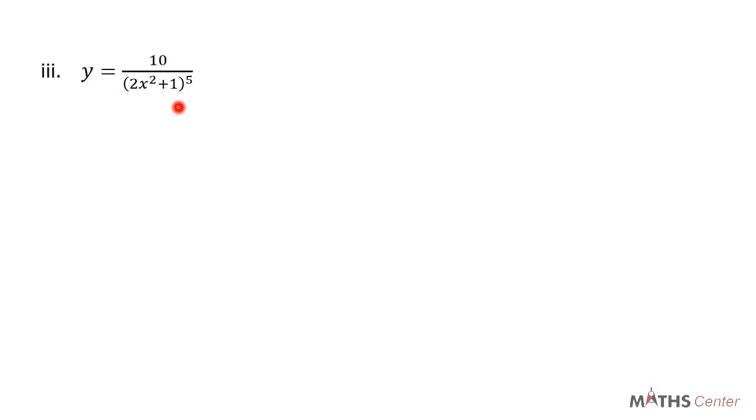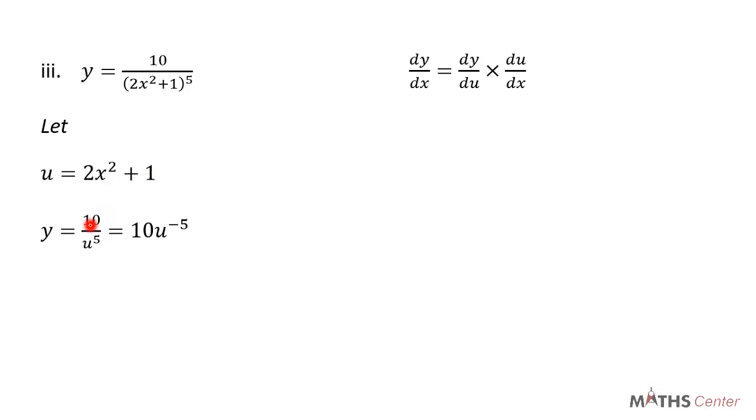We will always make sure that what is under the square root sign or the cube root sign, or the term that is having the higher exponent, we will let that be equal to u. So here the term that is having the higher exponent is 2x squared plus 1. So we will let that represent u. So u will be equal to 2x squared plus 1. When we do that, y will be equal to 10 divided by u exponent 5, which can be written as 10 u exponent negative 5.